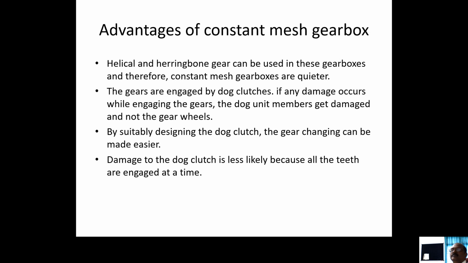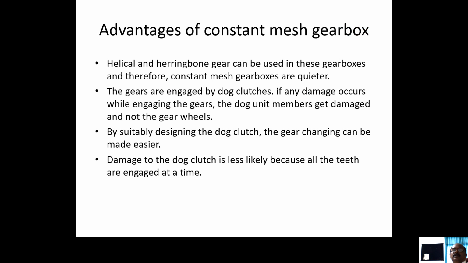Some advantages of the constant mesh gearbox: generally, helical gears are used in constant mesh. Since we are using helical gears, the running will be very smooth. The gears are engaged by the dog clutch, not by the movement of the gears. That's why gears cannot be damaged. With a suitable design of the dog clutch, gear changing can be made very easy. Especially in the constant mesh gearbox, the changing of the gears is very simple. Damage of the dog clutch is very less because all the teeth are engaged at the same time. So the damage will be very less in the case of the constant mesh gearbox.